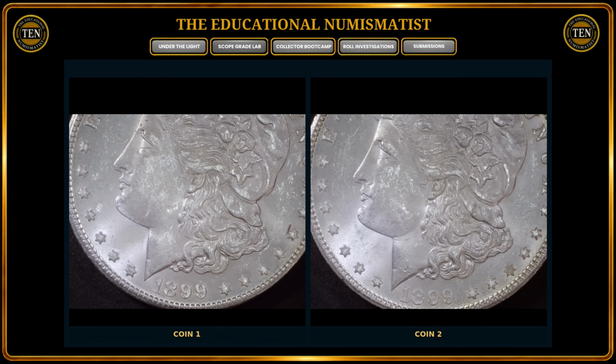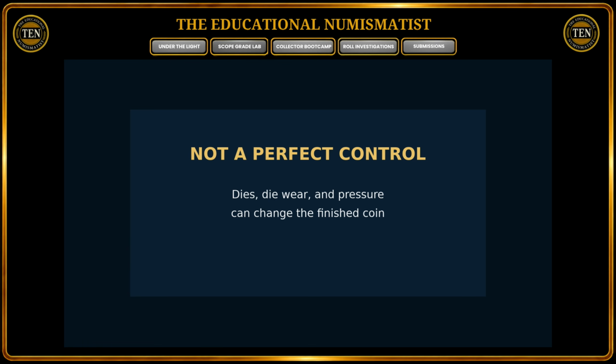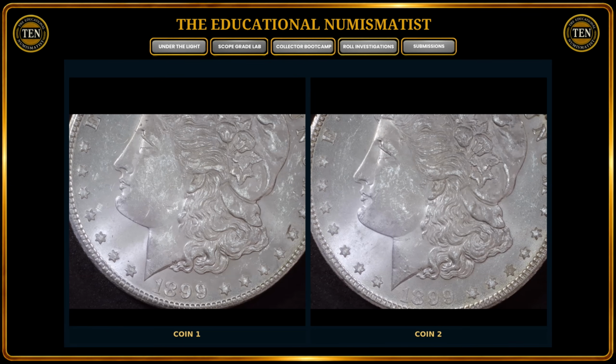Now let's return to the second 1899 Morgan dollar that you saw at the beginning. Now, this is not a perfect scientific control, because different dies, die wear, and striking pressure can all affect the finished coin. But that's precisely why the comparison is useful. Two Morgan dollars from the same mint and year can leave the press with different amounts of detail.